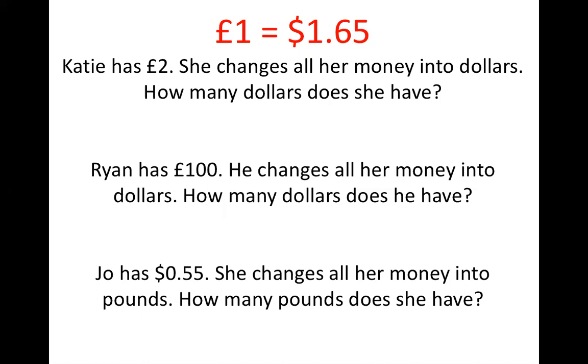Okay, Joe has 55 cents. She changes all her money into pounds. How many pounds will she have? So it's the other way around. The conversion is now the other way around. 0.3. Correct. 0.33 dollars, sorry.